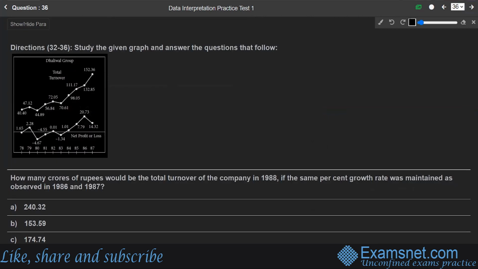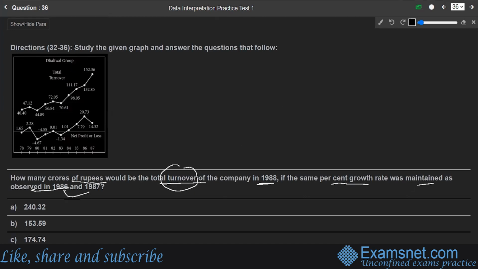Okay, for the same chart, now we are supposed to calculate how many crores of rupees would be the total turnover of the company in 1988 if the same percentage growth rate was maintained as observed in 1986 to 87. So first of all, we are supposed to find out the percentage growth in the turnover between 86 to 87. So let us see the values.